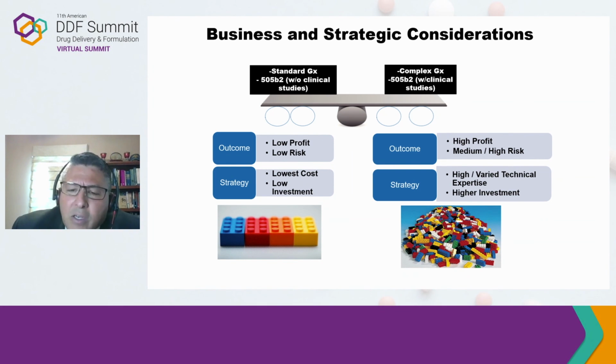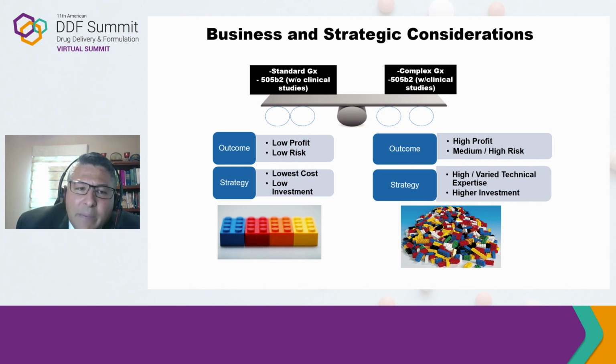And that mainly holds true, for example, for something that might be a new indication or a new type of dosing regimen. So we're left with a balancing act here between standard generics, and I would put the 505(b)(2)s without clinical studies on that side of the spectrum. And then there are the complex generics, and I would put 505(b)(2) products with clinical studies on that side of the spectrum.